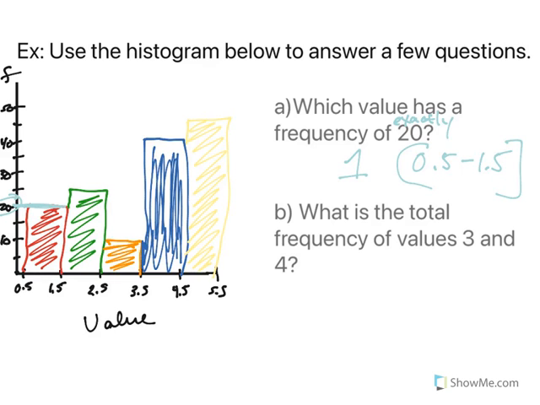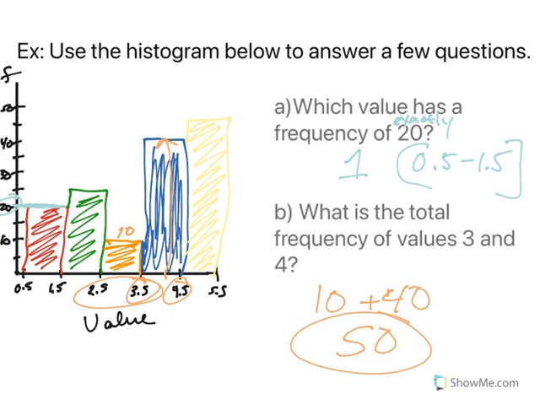What is the total frequency of values 3 and 4? Well, 3 falls between 2.5 and 3.5, so this one is 10. And then 4 is between 3.5 and 4.5, and that one is 40. So 10 plus 40 gives me 50. So depending on the histogram you're given, you can read and see a lot of different information. So that's one way we can use histograms to interpret some information.